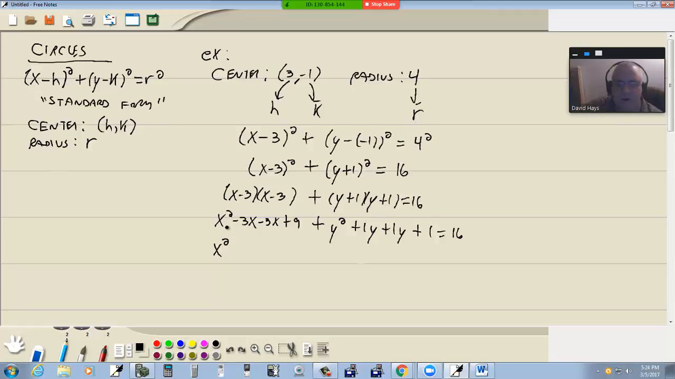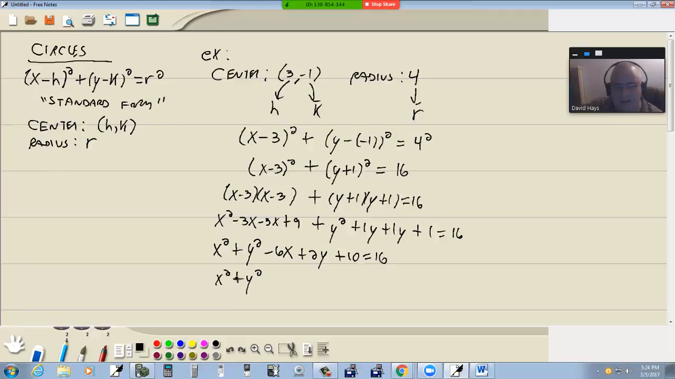So we're going to have x squared. We'll put the y squared right next to it. Typically, in general form, you put the squares together. -3x, -3x is -6x. 1y plus 1y is 2y. So you put the x and y terms together. Then our numbers, we've got 9 plus 1, which is 10, equals 16.